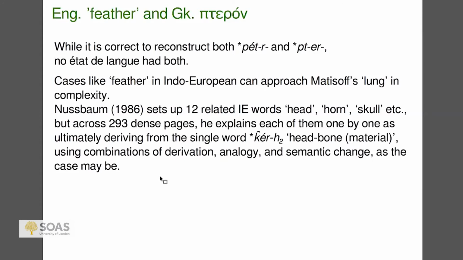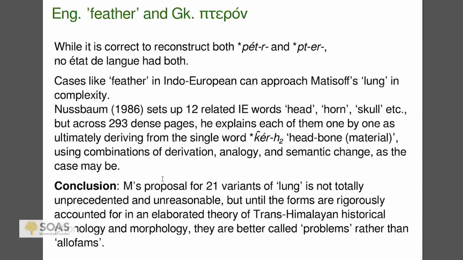So our conclusion is that these 21 forms for lung is not totally unprecedented or unreasonable, but until each form is rigorously accounted for in an elaborated theory of Sino-Tibetan historical phonology and morphology, it's not helpful to describe these as members of a word family, but instead just as problems to be solved.